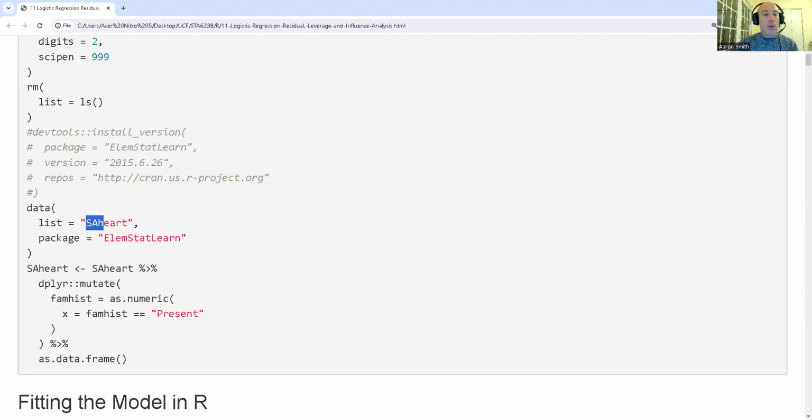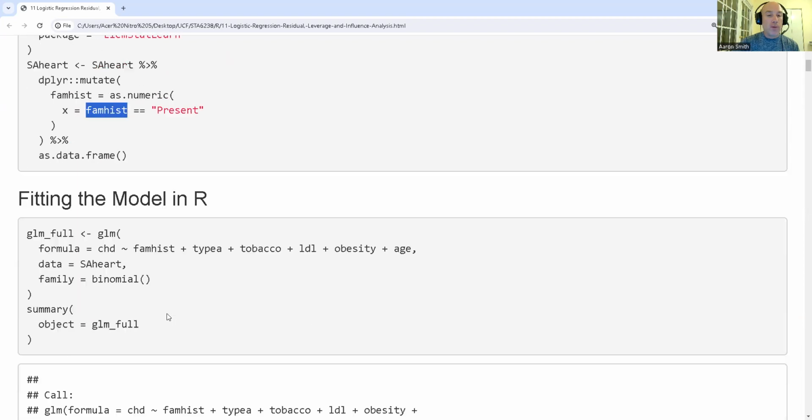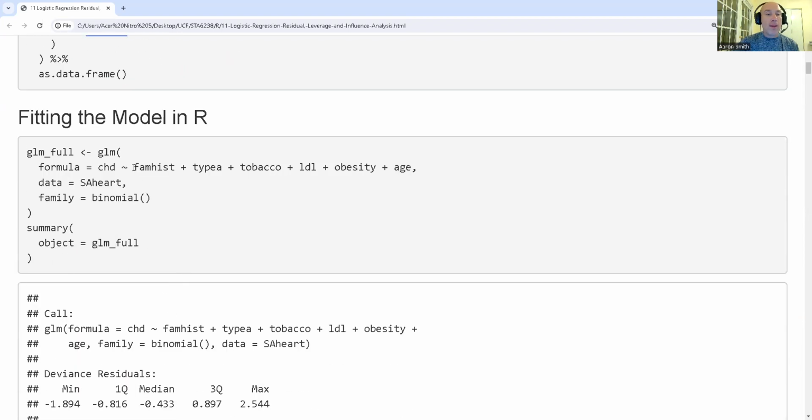And I'm going to use the chronic heart disease data set, the SA heart data set from the Elements of Statistical Learning package. And I'm going to convert the family history to its dummy variable representation. It has 2 levels, and I'm just going to put it as 0, 1 to make it a little bit cleaner for fitting the model. And let's go ahead and fit this model.